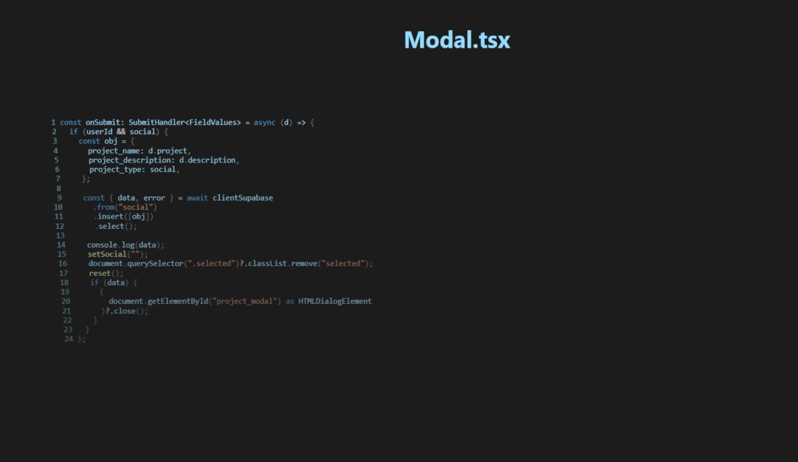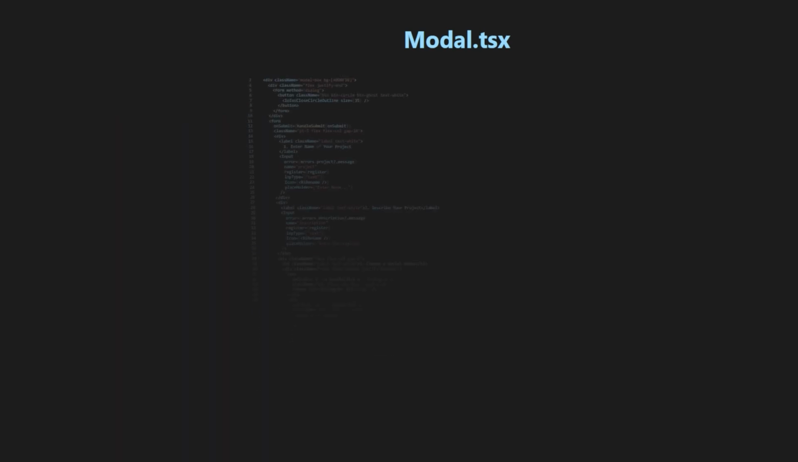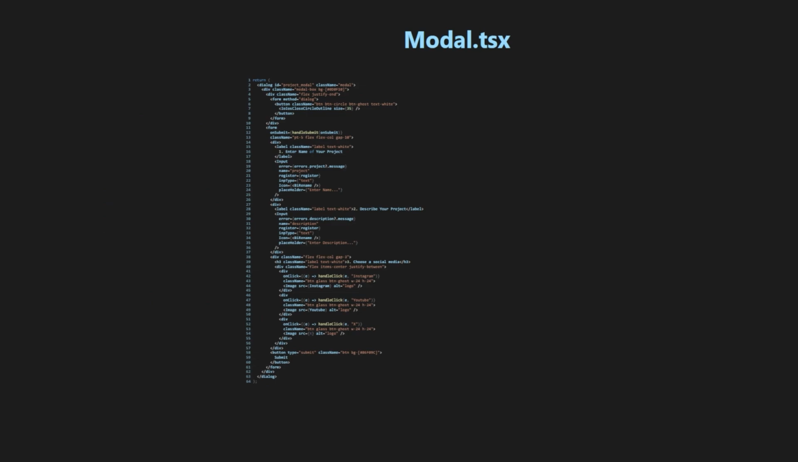When the form is submitted, we create an object with the project details and insert it into the Supabase social table. If the submission is successful, we reset the form and close the modal. Finally, let's render the modal and its contents. Then we are going to create our topbar.tsx file in the components folder. The topbar component will showcase the current project's title and the description, along with tabs for navigating between different sections of the project. Let's take a look at the code for our topbar component.